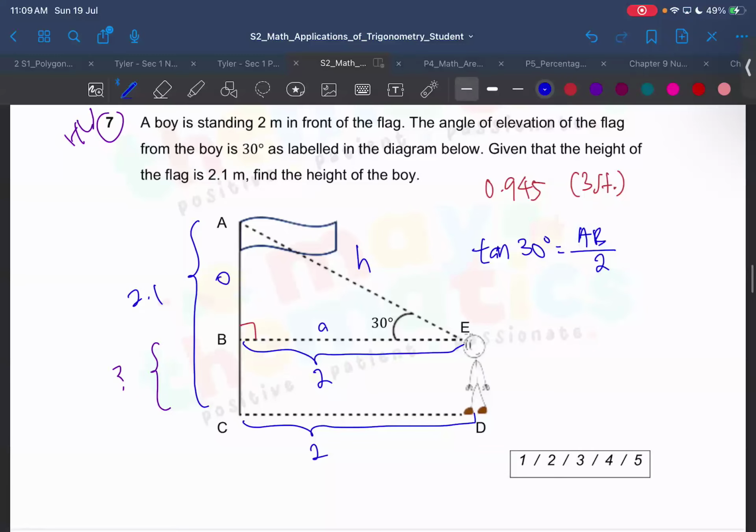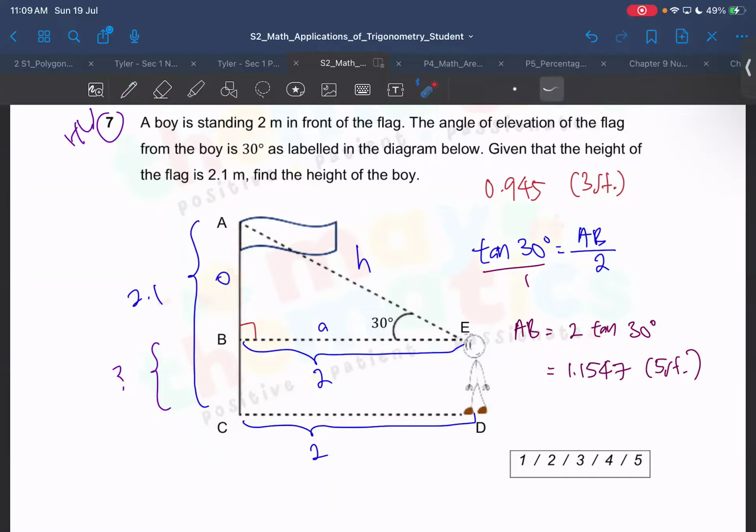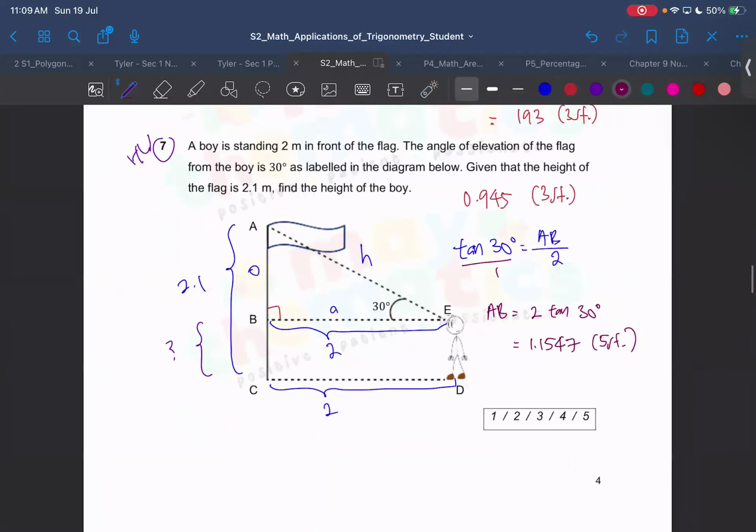Mark your paper. So after that, do your cross multiplication. You will get 2 tangent 30 degrees, which is 1.1547 in 5SF. Okay, so this is only AB. I still need to find the height of the boy, which is BC. So I have to take 2.1 minus AB to get this part. So BC equals ED, which is just the height of the boy. 2.1 minus 1.1547 equals 0.945. Can?